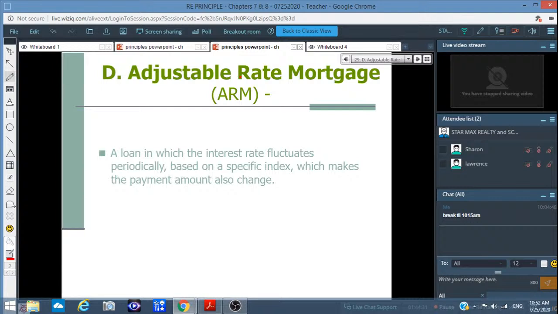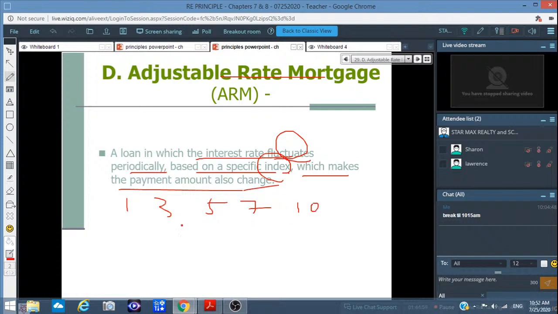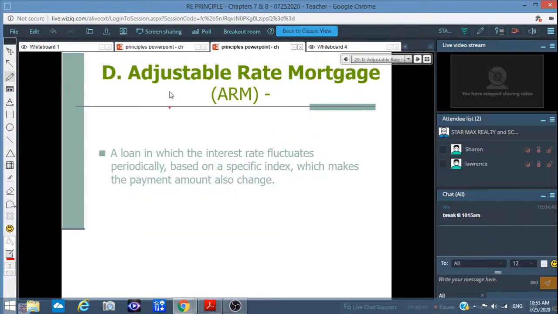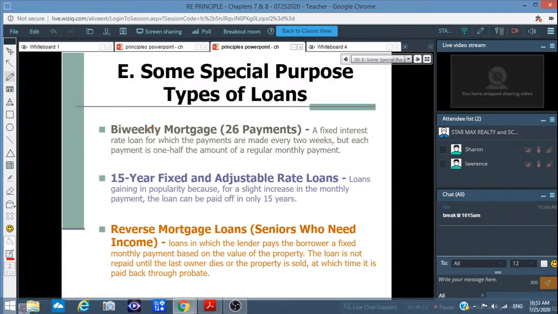Adjustable rate mortgage: a loan in which the interest rate fluctuates periodically based on a specific index, which makes the payment amount also change. They fix the rate for 1 year, 3 years, 5 years, 7 years, and 10 years, after which they fluctuate.